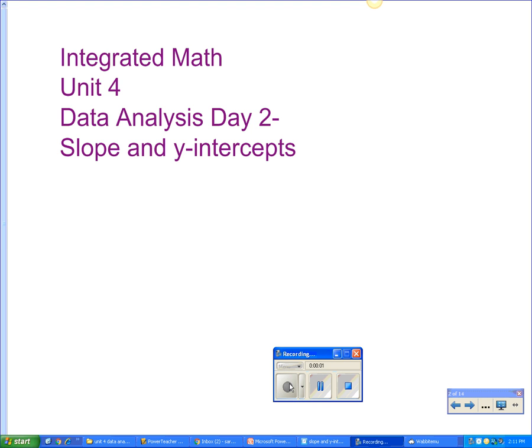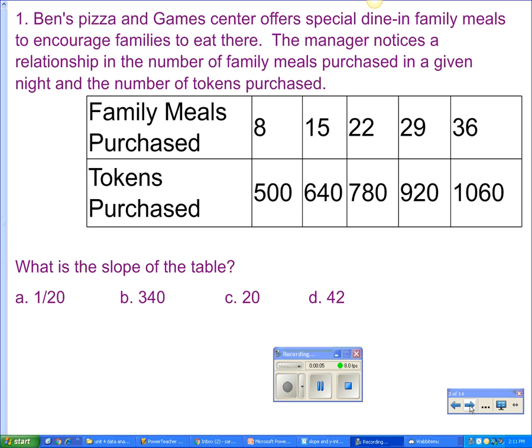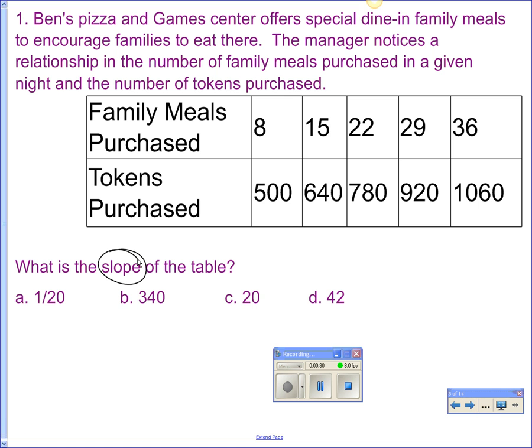Slope and y-intercept. So again, stuff you know, but we're going to put it all together. Number 1, Ben's Pizza and Games Center offers special dine-in family meals to encourage families to eat there. The manager notices a relationship in the number of family meals purchased in a given night and the number of tokens purchased. What is the slope of the table? Joey, what's the key word in this question that I should circle? Slope. Good.